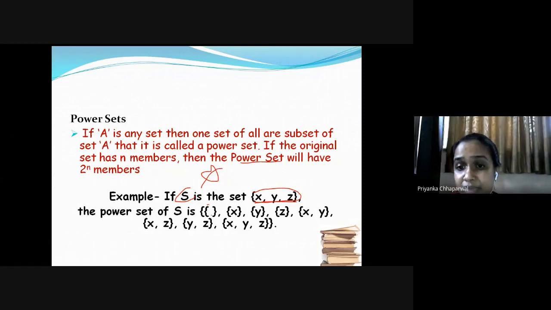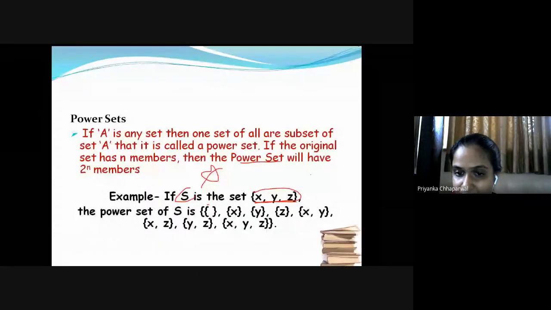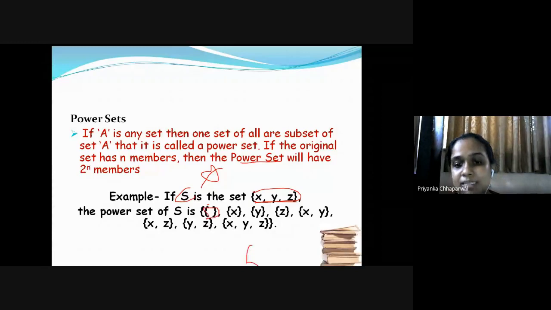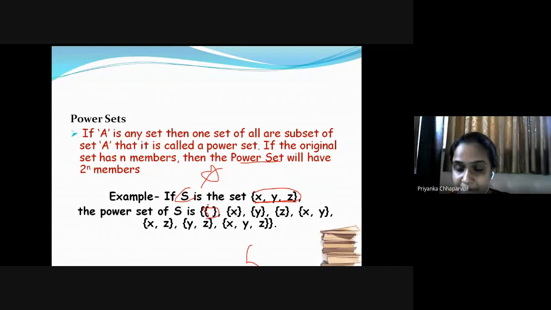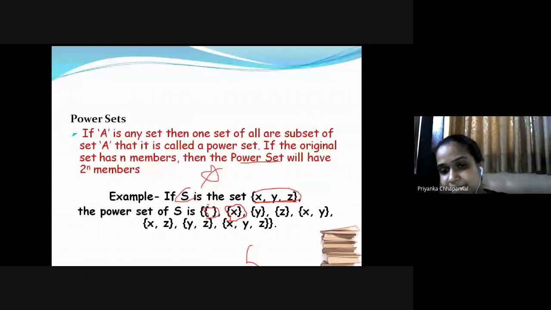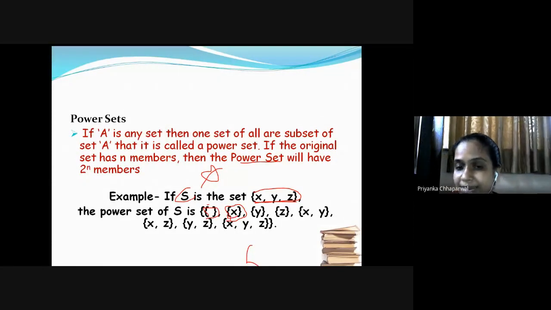Then second, I am writing the subsets of set A. A set is always defined in curly brackets. First element is the empty set. Then second, suppose I am taking only one element. So a set is always defined in curly brackets, so here set में set define हो रहा है. Okay. So it is {x}, then {y} and {z}.